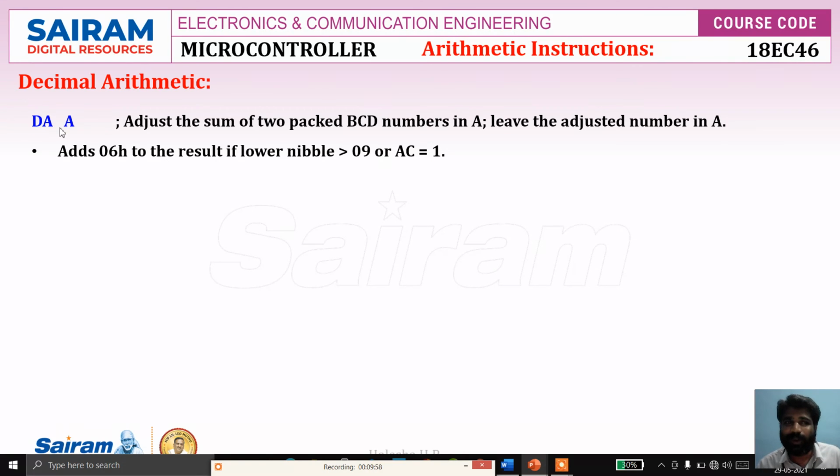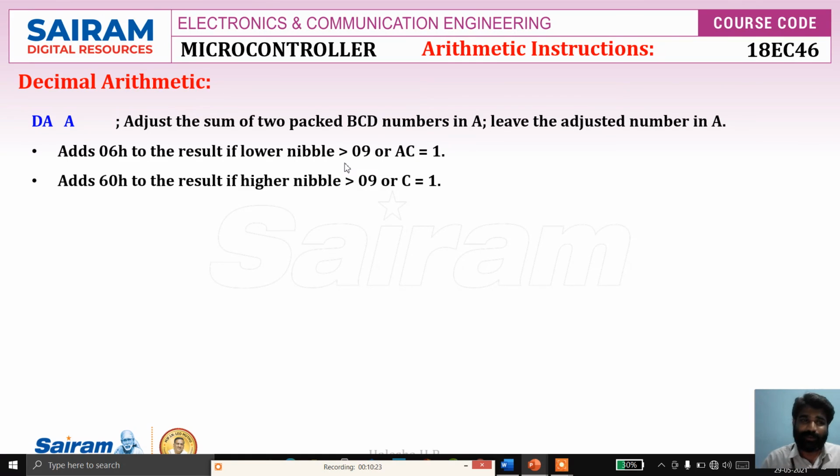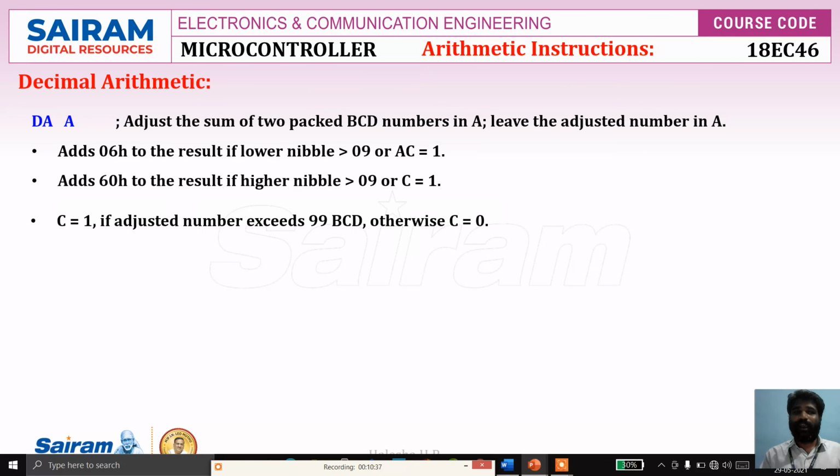Okay, what will it do? The decimal adjust accumulator instruction's actual operation is to adjust the sum of two packed BCD numbers in A. If it is non-BCD, it adjusts into a BCD and leaves the adjusted result in A only. What it performs: it adds 06 to the result if the lower nibble is greater than 9 or the auxiliary carry flag is set to 1. And the second operation, it adds 60H to the result if the upper nibble is greater than 9 or the carry flag is set to 1. So these are the two main important operations done by decimal adjust accumulator.